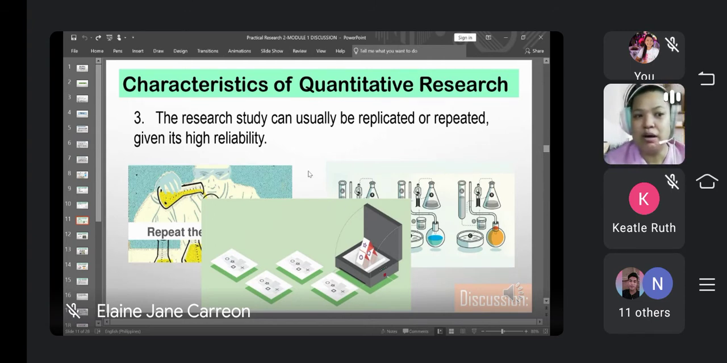Iba na yung mga respondents mo and then iba na rin yung oras. So, you can have a high reliability kasi yung mga respondents mo ay napapanahon, yung nasa oras na sila yung kasama sa phenomenon or problema na gusto kong i-research.